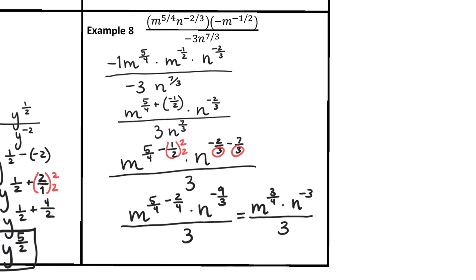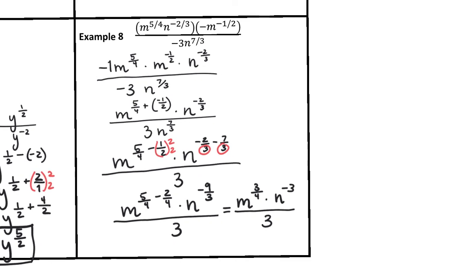Right. But there's actually one more thing I can do. This is going to equal to, I can move, because remember I need to make sure that the exponents are positive. So I have an exponent of negative 3 on top. So if I move it to the bottom, it's going to change to a positive. So my final answer is going to be m to the 3/4 divided by 3n to the 3rd.